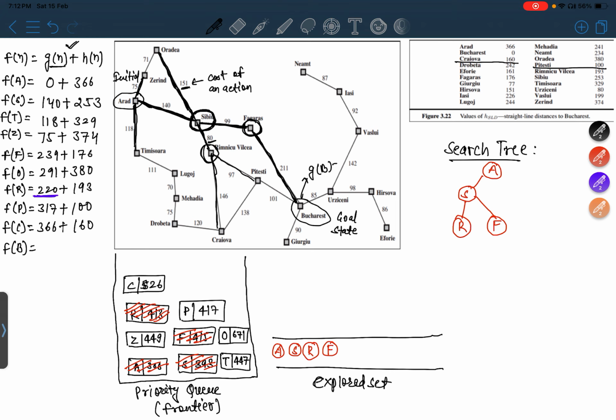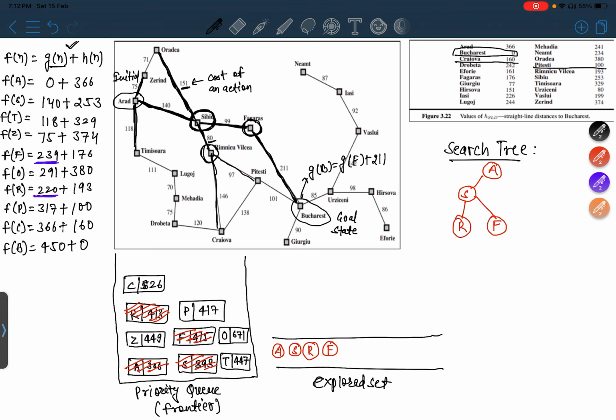So g of b will be g of f plus 211. तो g of f क्या था? g of f was 239, and 239 plus 211, right? So 239 plus 211 which will be 450, plus h of b. h of b क्या है? 0, क्योंकि since it's a goal node, तो h of b will be 0.